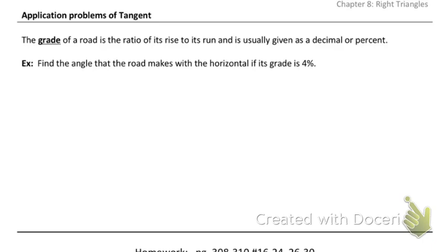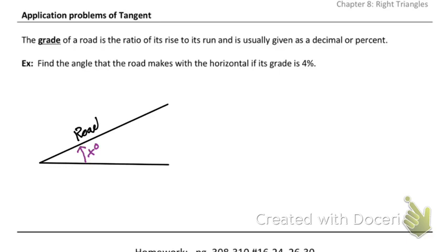So the actual problem says find the angle that the road makes with the horizontal if its grade is 4%. So let's draw a picture of what they're actually talking about. We have a road that goes uphill. A positive grade is going to be a road that goes uphill. So this is our road. It's asking us to find the angle that the road makes to the horizontal. So it wants us to find basically what's this measure? We're going to call it x degrees. What is that measure?